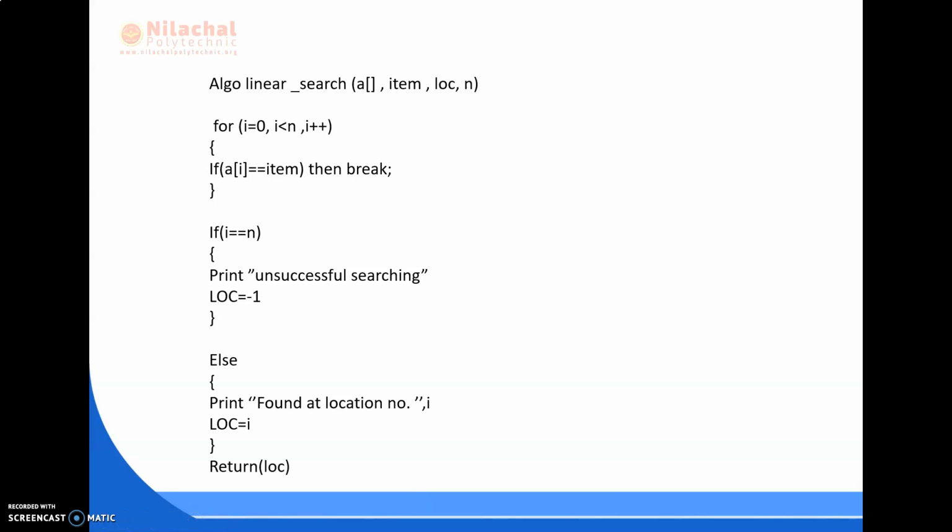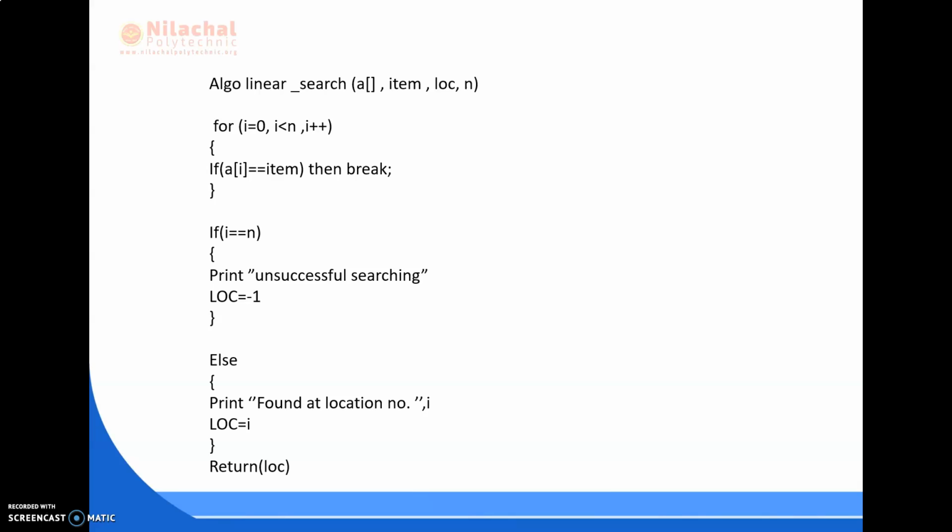So here is the algorithm of linear searching. We have an array A, which is the list of items. We have a list of elements. We have an item that we are searching for. We have a variable, the location, and n is the total number of elements present in the list.